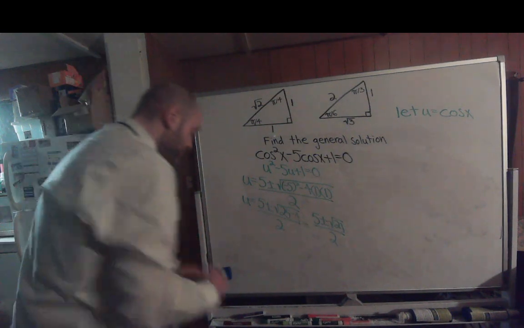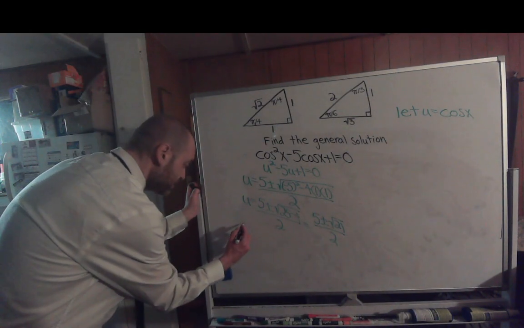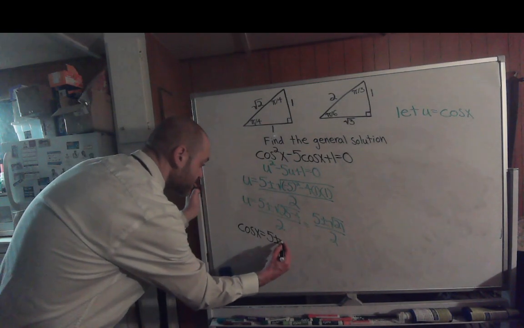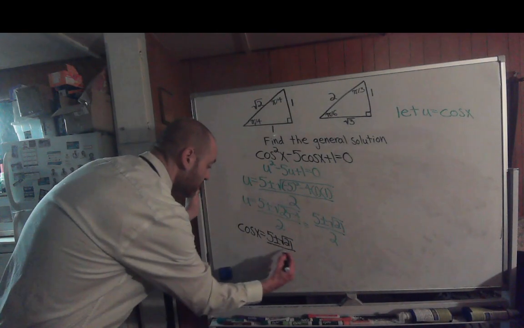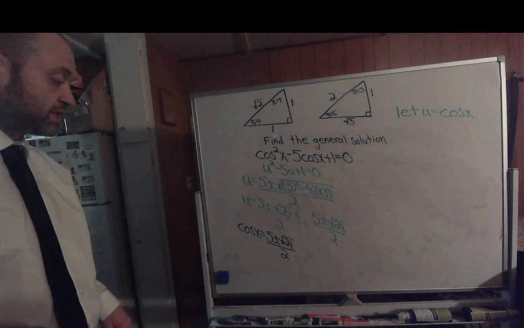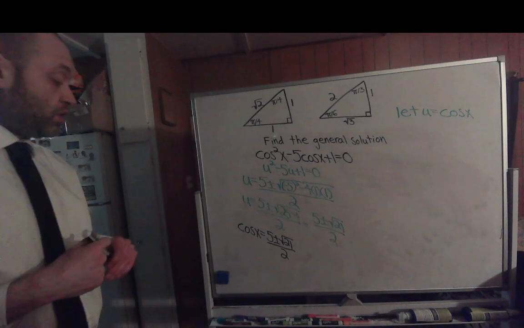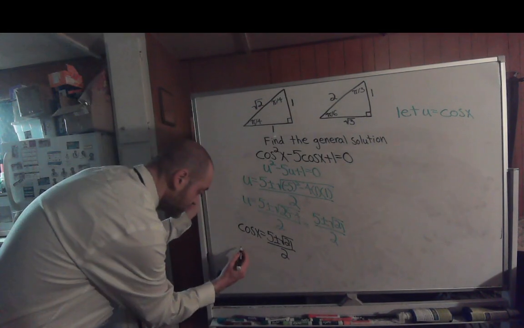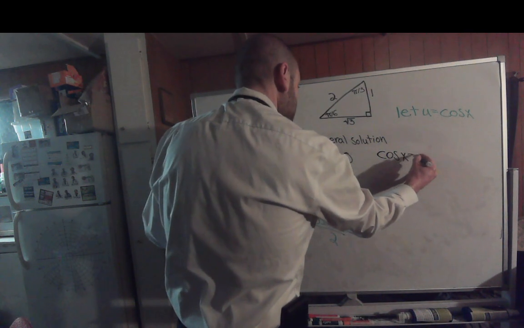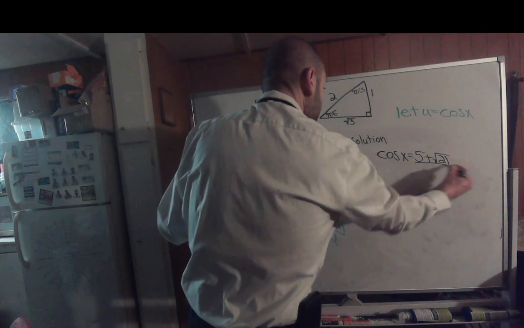So now we have to turn that u back into the cosine of x. You end up getting that the cosine of x equals 5 plus and minus the square root of 21 over 2. Yes, this is just as horrendous as it looks. So let's go based on the plus first. So the cosine of x equals 5 plus the square root of 21 over 2.